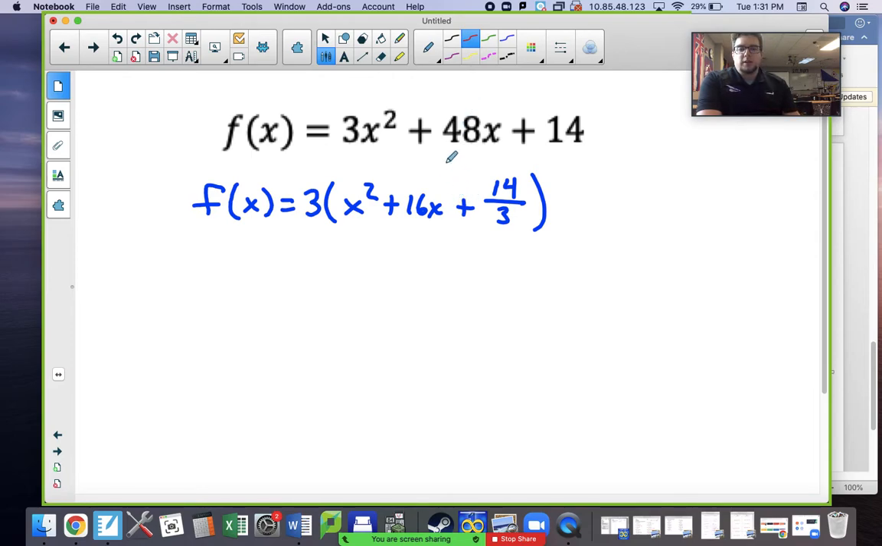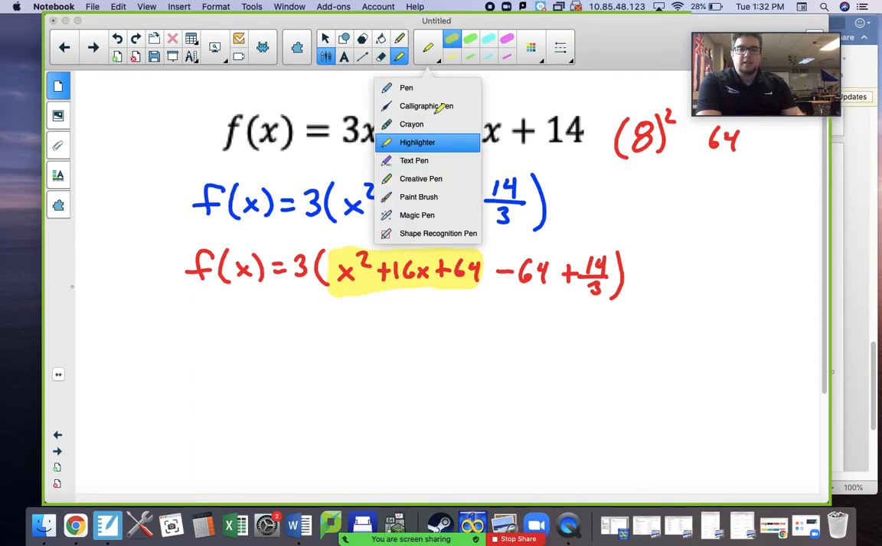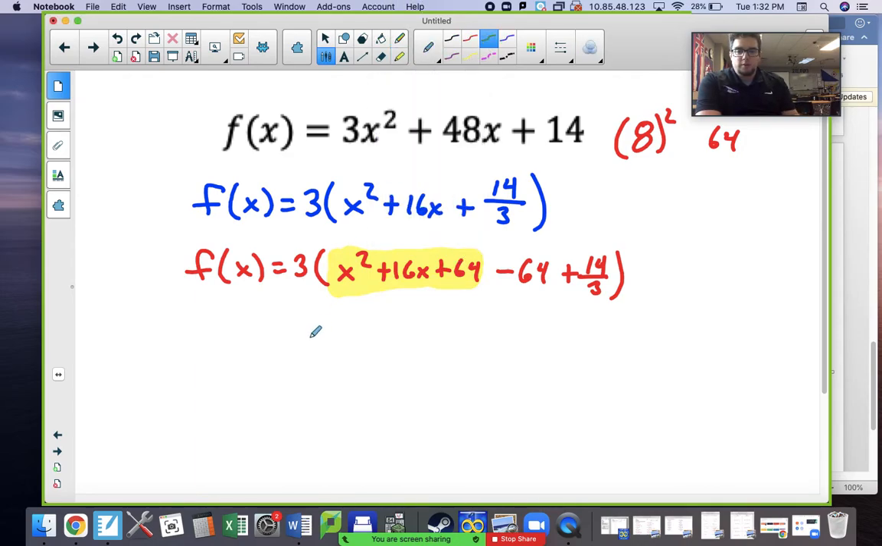I'm going to complete the square, so I need to take half of my middle term, which is 8. I need to square it, 64. And our function becomes 3 times x squared plus 16x plus 64 minus 64 plus 14 thirds. Again, here's that trinomial we're going to try to factor. There's our perfect square trinomial. It is x plus 8 quantity squared.